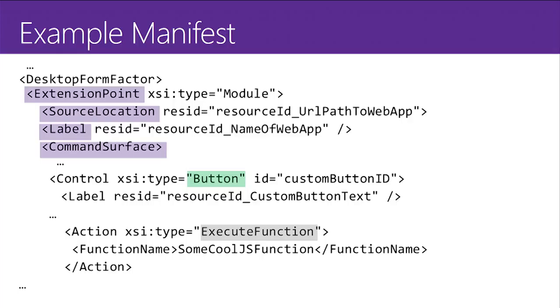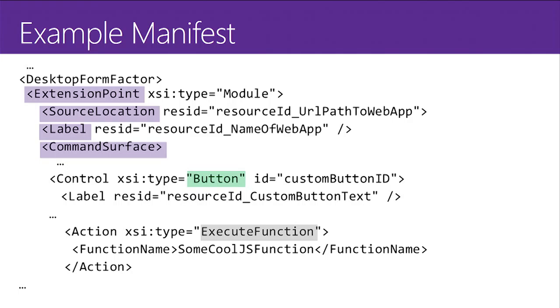Last but not least is the command surface, which represents the extensibility ribbon tabs, groups, and buttons. You may already be familiar with the command surface, but if not, you can check out Microsoft's MSDN articles to brush up. Here we have an example of a button highlighted in green with the new action type, execute function. This execute function button type is that cool new feature that allows a ribbon button to actually execute a JavaScript function in context of the module extension point. All it needs is a name of a JavaScript function that can be found in the location specified by the source location up above. And that's the gist of creating a new module extension point with execute function.